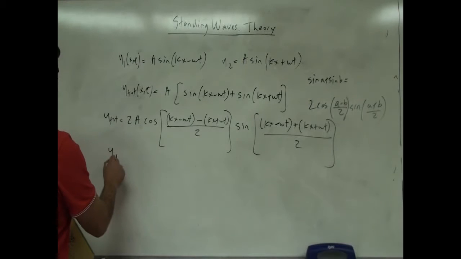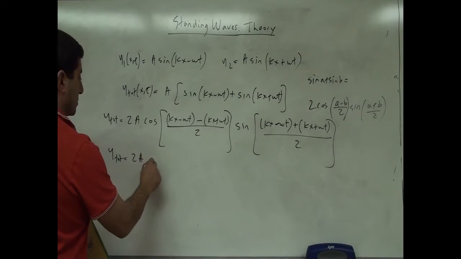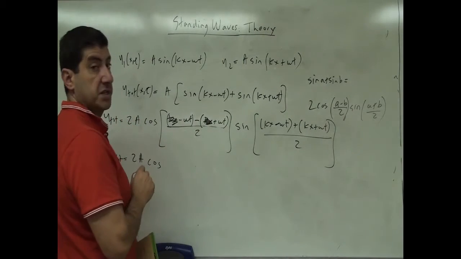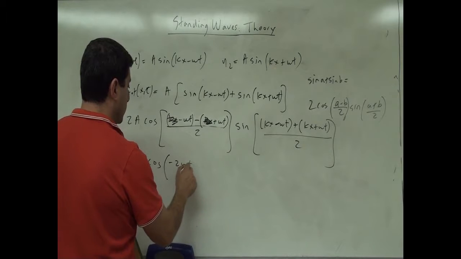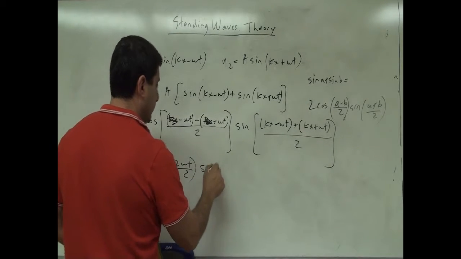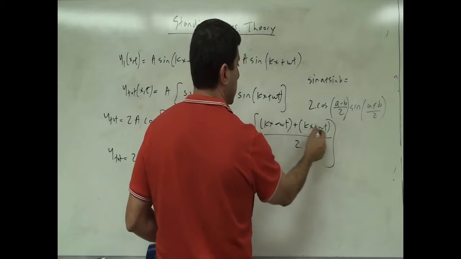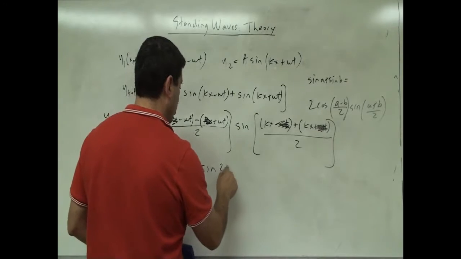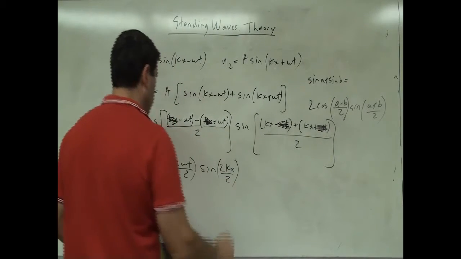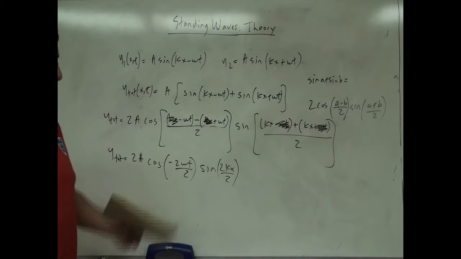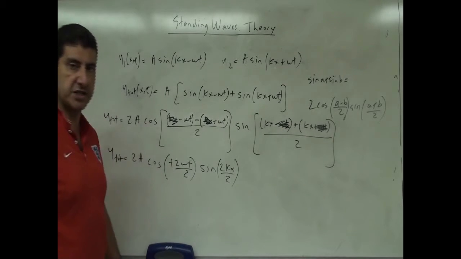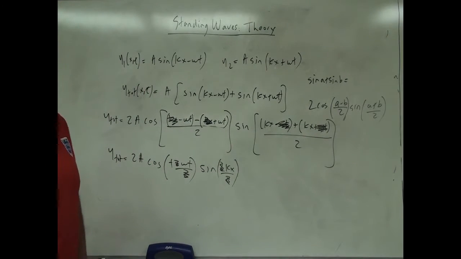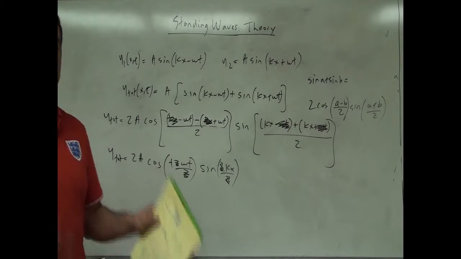So what's going to happen here? Y total is equal to 2A cosine, the kx and the kx will cancel, negative omega t minus omega t is negative 2 omega t divided by 2, and then over here you're going to have sine of, and then negative omega t is going to cancel the positive omega t, right? And then kx plus kx is going to be 2kx over 2, right? And earlier we mentioned already that the cosine is an even function, so this negative doesn't matter. And then the 2 cancels the 2, and this 2 cancels the 2, and then we get this equation. So this is the equation of what's known as a standing wave.